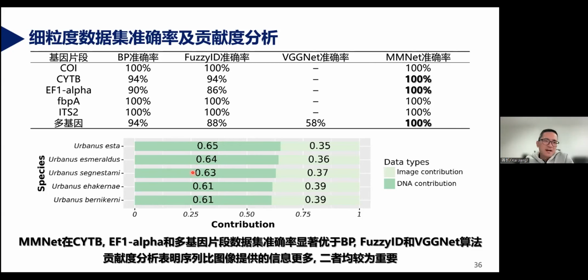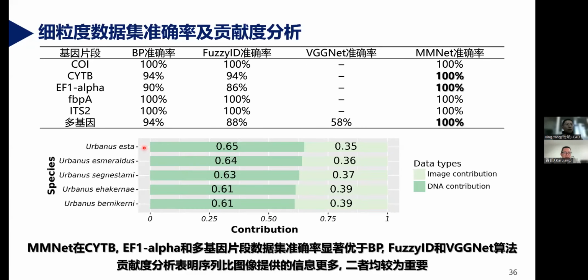Then how about other classifications? Would the weighting be different? Yes. As you can see, there is a slight difference in the weighting compared to the species. Okay, thank you.